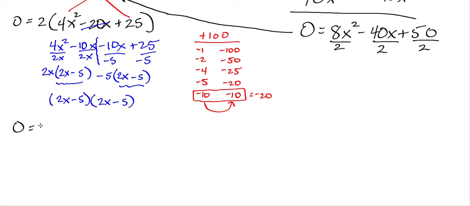So I'm going to rewrite that 2 that was there from the beginning. And then I was able to factor 4x squared minus 20x plus 25 into 2x minus 5, 2x minus 5. If you want to write it squared, that's fine, but it actually will make it feel harder for you to solve.